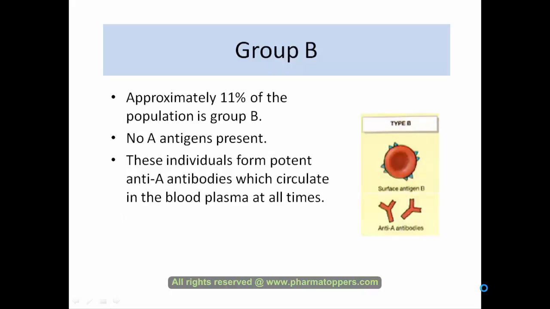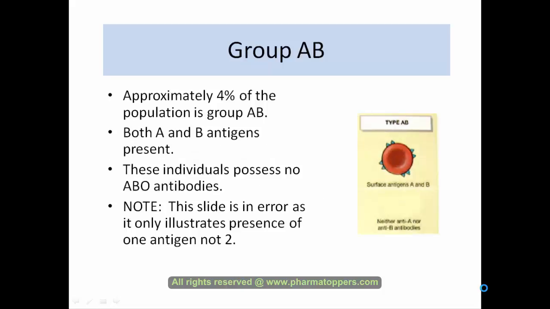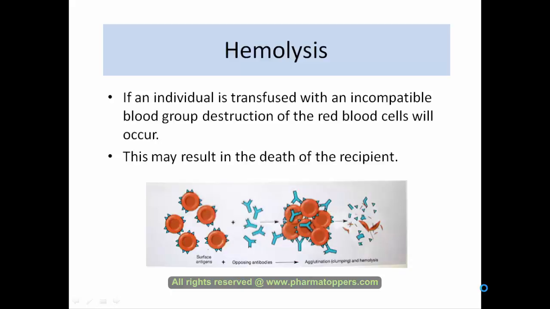And same blood group B, 11% of the population, and it contains anti-A. While in case of blood group AB, they do not contain any type of antibody, just A and B antigens are present. And hemolysis is a process of breakdown of RBC. What happens here? If the individual is transferred with an incompatible blood group, destruction of the RBC will take place. This may result in the death of the recipient.